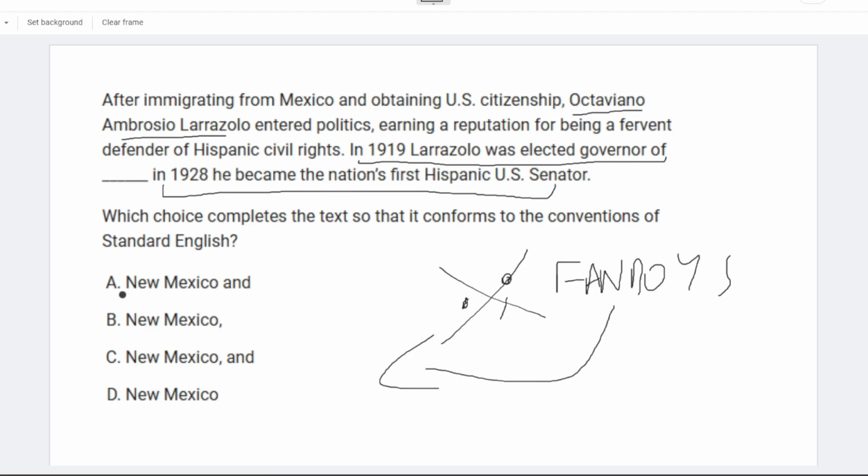Let's see. A has and alone, which cannot connect two independent clauses, so it's a run-on sentence. Let's cancel it out. Next we have a comma. It's a comma splice because a comma cannot connect two independent clauses by itself. C, we have the right answer. We have FANBOYS, and it has a comma. D, there's nothing, so you're just connecting two independent clauses with nothing. So our answer will be C.